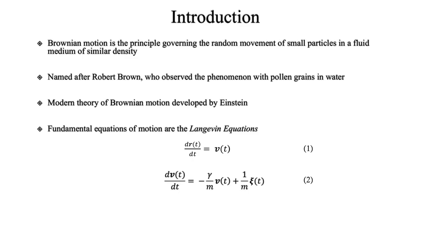In 1905, Albert Einstein showed that the random forces causing the particles to move were due to thermal excitations of molecules in the fluid medium. Three years later, Paul Langevin derived stochastic equations of motion for a Brownian particle, verifying Einstein's result. These are called the Langevin equations and are shown as equations 1 and 2.